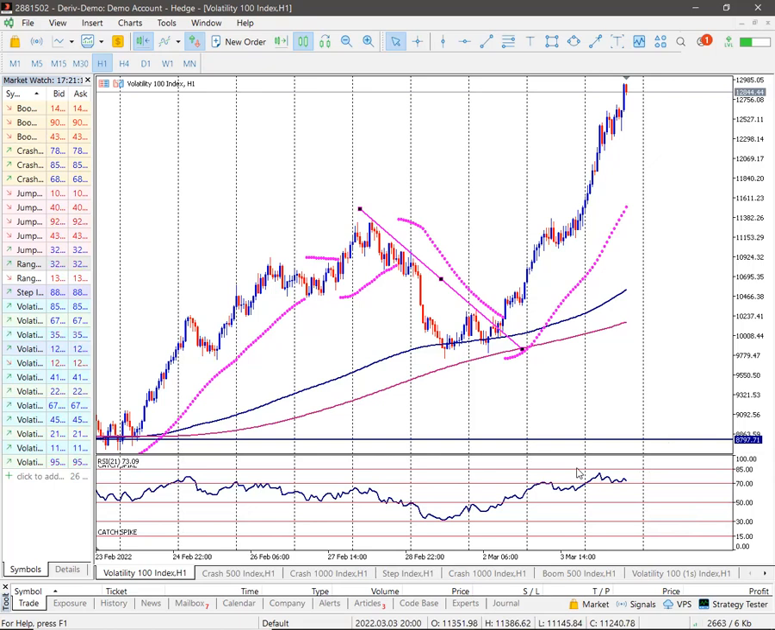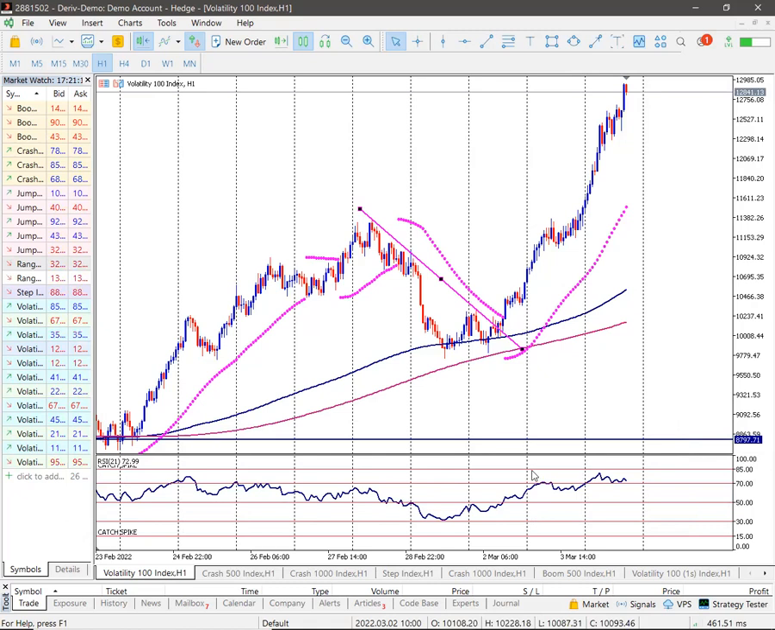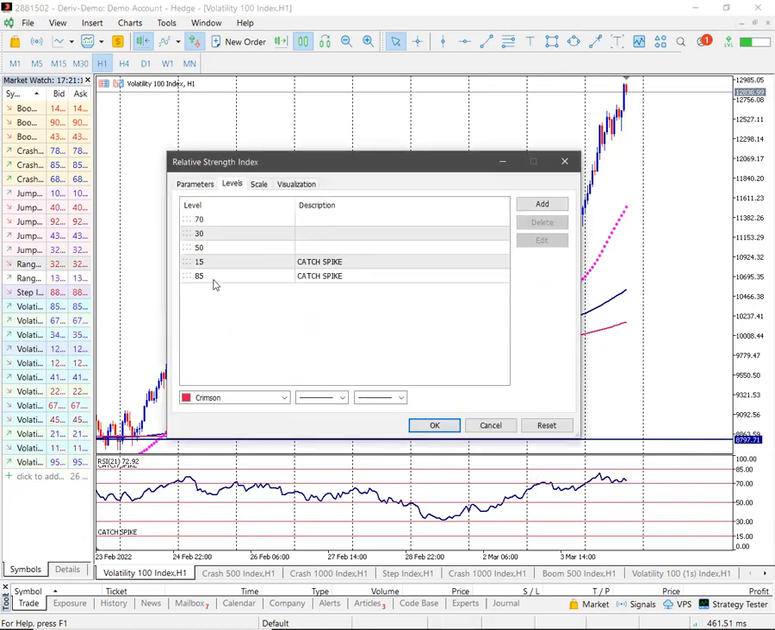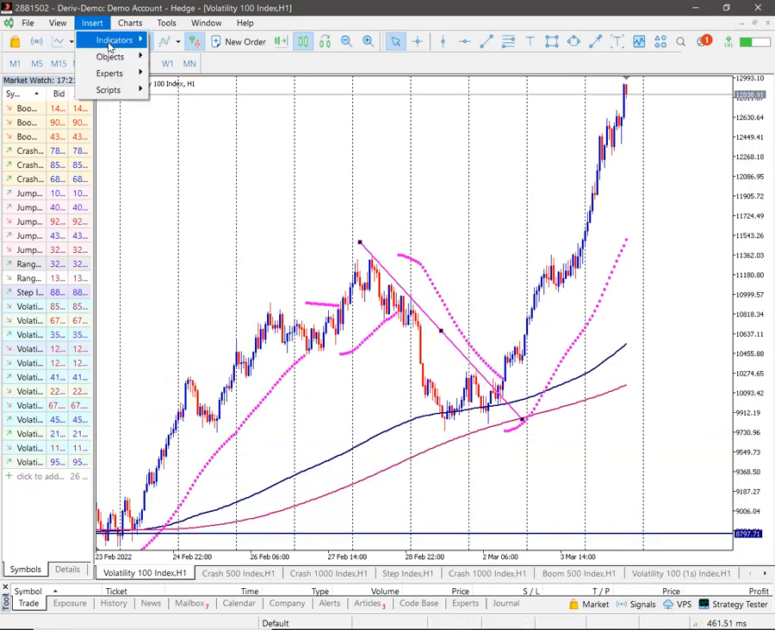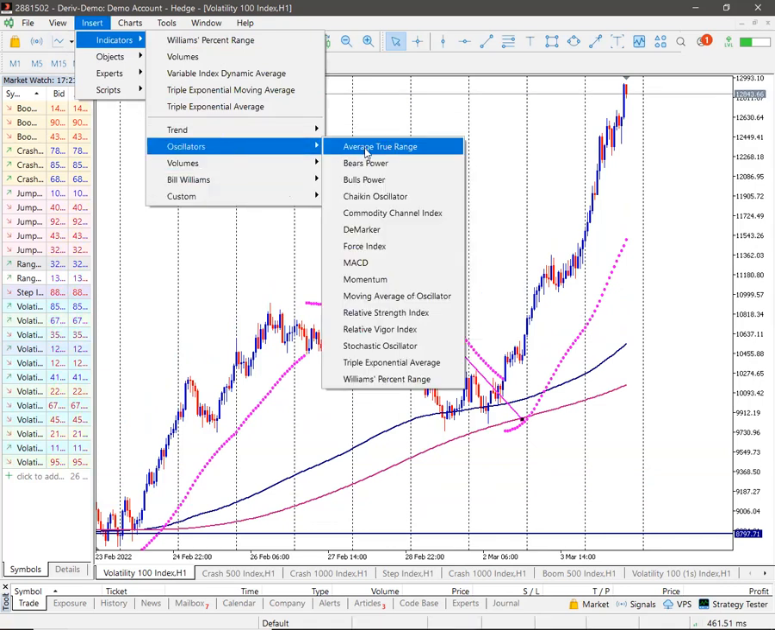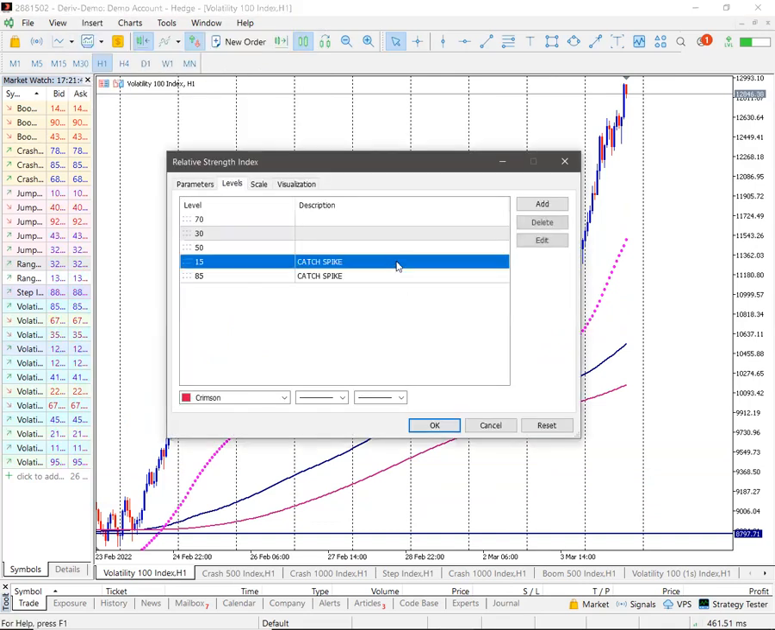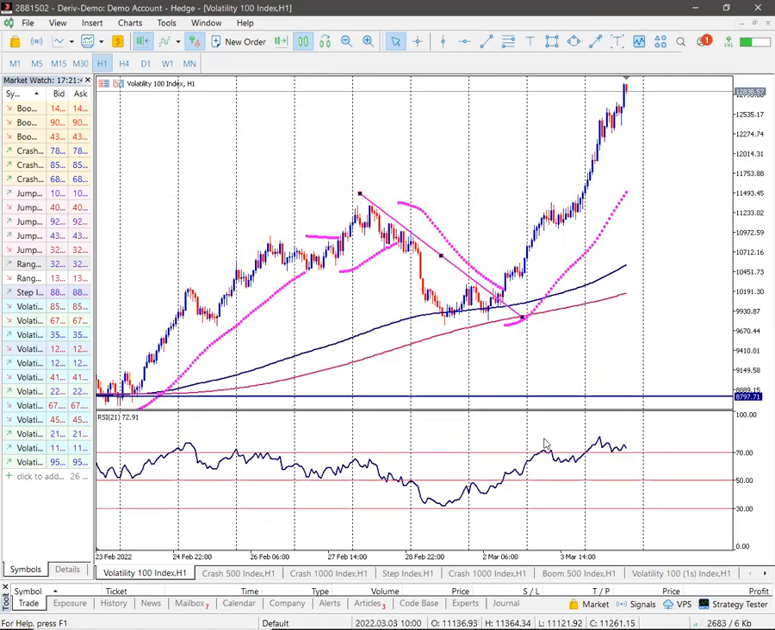So let me remove this setting, the other 70, the other level. Let me remove this and this. Okay, let me remove the indicator first. It is an oscillator, so I'll just go to RSI and then click this and this, and okay. So you can see the market has been ranging above 70.